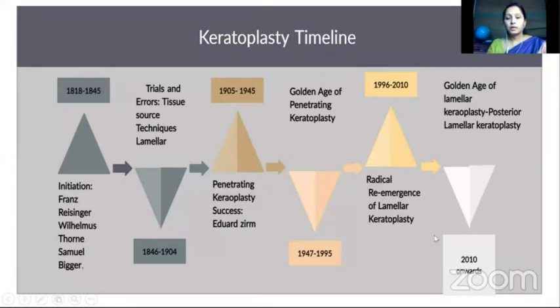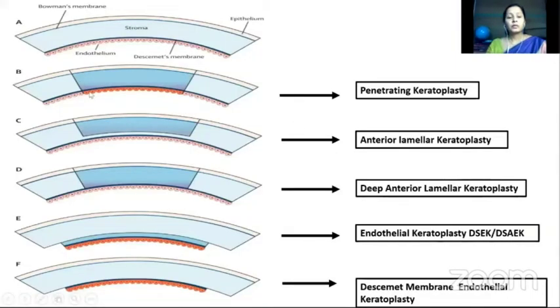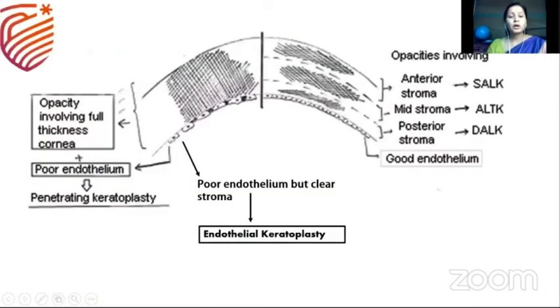So after 2010, it's really been a golden age of posterior keratoplasty because there have been various modifications in posterior lamellar keratoplasty. So we all understand this. If it's a full thickness transplant, it's penetrating keratoplasty. If it's stroma up till the Descemet's membrane, it's deep anterior lamellar keratoplasty. If the endothelium only is transplanted on the stroma, it's DSEK or DSAEK. And if the Descemet's membrane alone is transplanted, it is Descemet's membrane endothelial keratoplasty. So indications are very obvious. If there's a full thickness corneal opacity with abnormal endothelium, then you do penetrating keratoplasty. But if the endothelium is normal, then you do a DALK. If the stroma is clear and only the endothelium is abnormal, then you do endothelial keratoplasty.